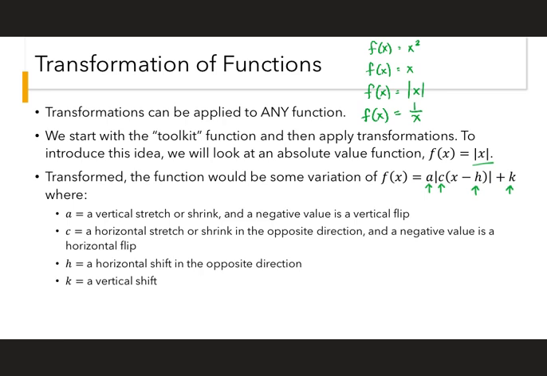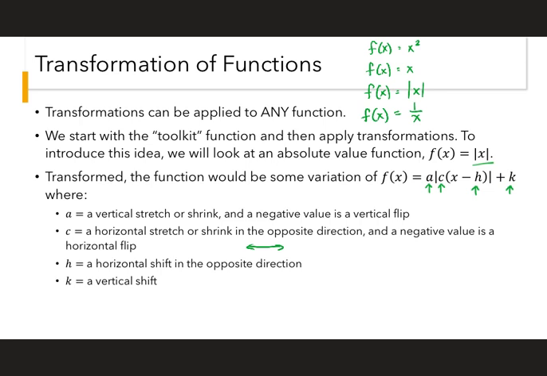Okay, a horizontal stretch or shrink: if I want to make it wider or skinnier, I put that number in the c value, which means it goes inside the absolute value. Really subtle difference. Outside the absolute value is an a, inside the absolute value is a c. Okay, a negative value in the c location flips that graph horizontally. It's going to flip around the y-axis, or around the center of that graph.